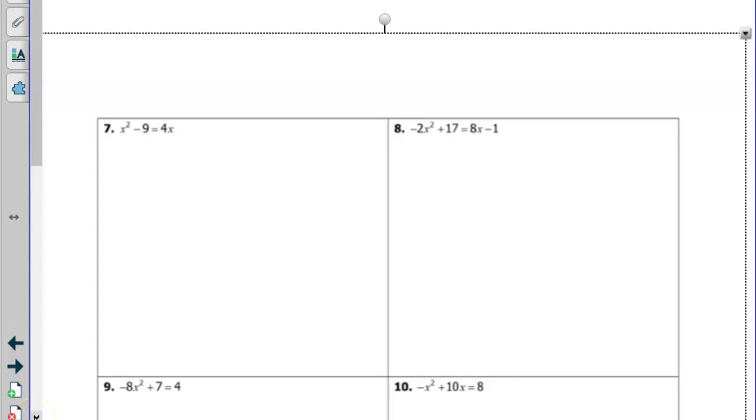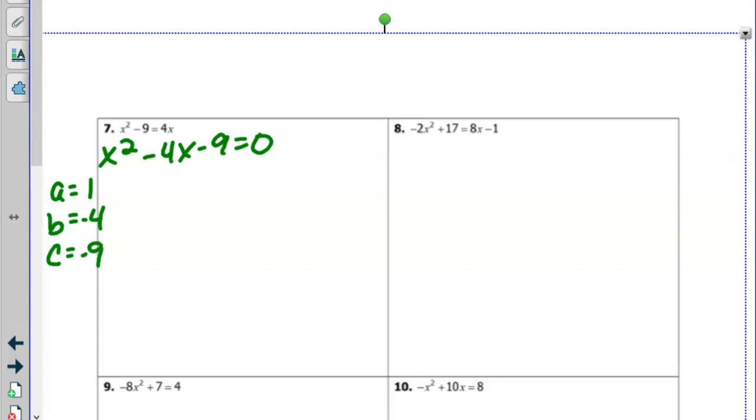Number 7, we have x squared minus 9 is equal to 4x. So what would I have to do first before I use the quadratic? Here. We have x squared minus 4x minus 9 will equal 0. All right, identify our a, b, and c. What is my a equal? Very good. My b? And my c.